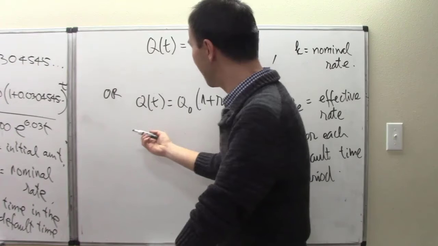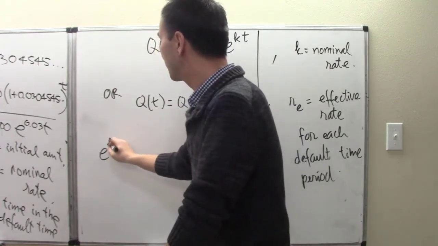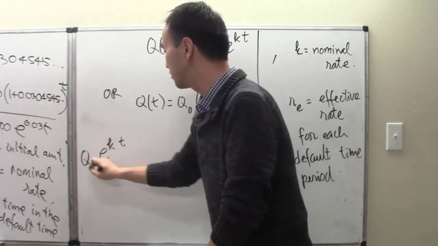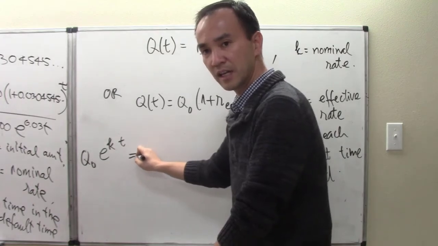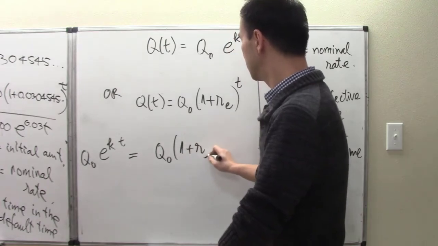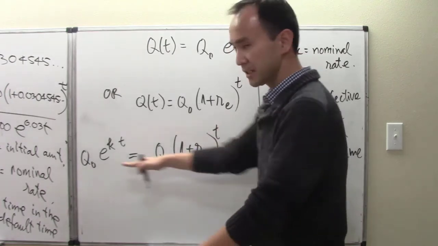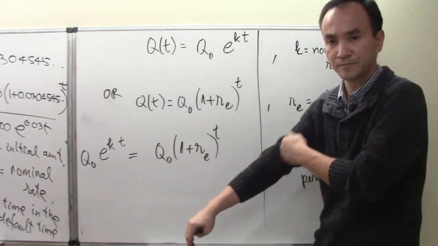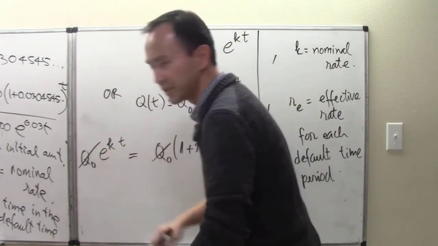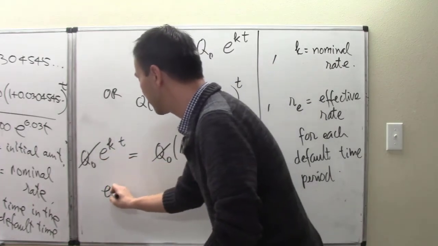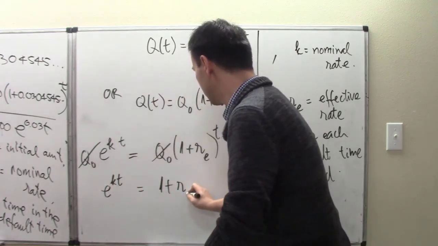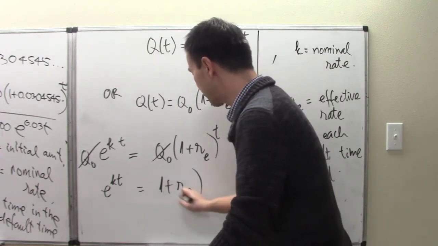So in that way, I can now go Q sub 0 times e to the kt, and I can make that equal to Q sub 0 times 1 plus the effective rate to the t, because these two functions are supposedly exactly equal. And so now we can cancel the Q sub 0 away from both sides because it's a non-zero quantity. So we end up with e to the kt equals 1 plus the effective rate to the t.